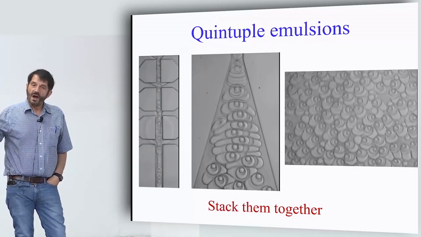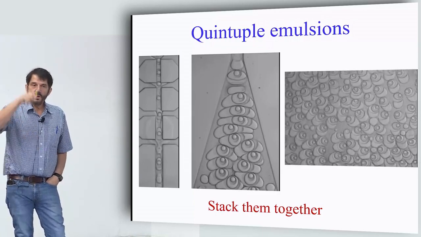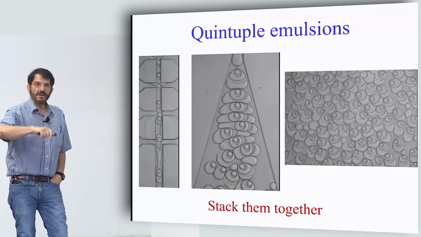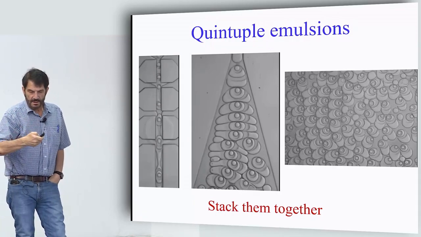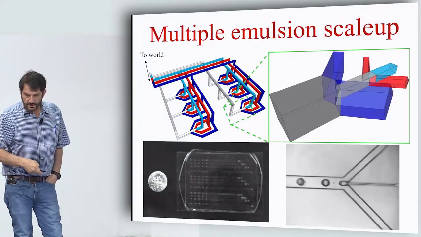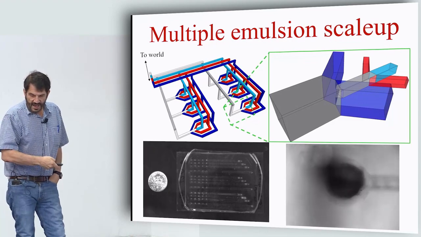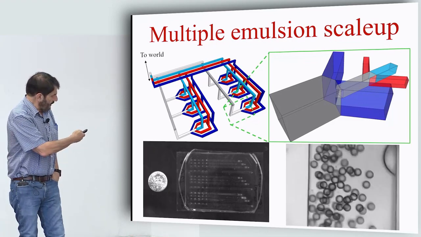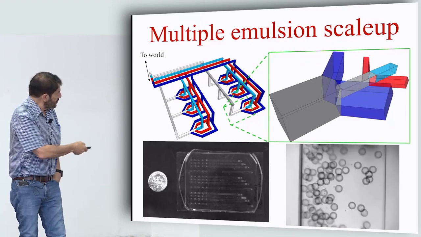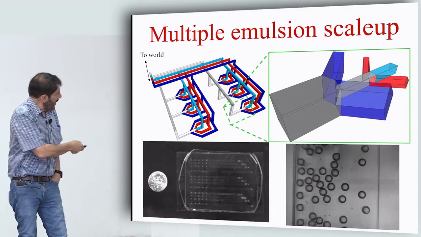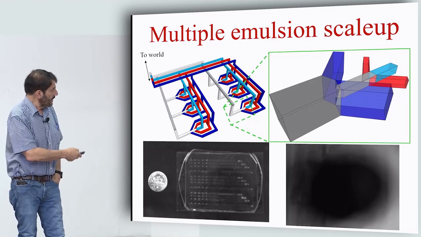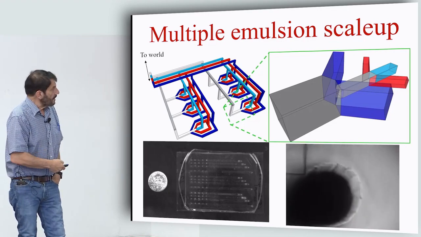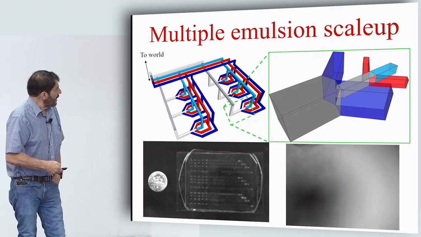Of course, that's not what we really want to do. We don't want to stack the emulsion generators in series. We want to stack them in parallel. And so here's a device where we made a multiple emulsion, and this has 25 emulsion generators. This is the size of an American dime. It's about a centimeter across for those who aren't familiar with it. And this starts making large amounts of material.